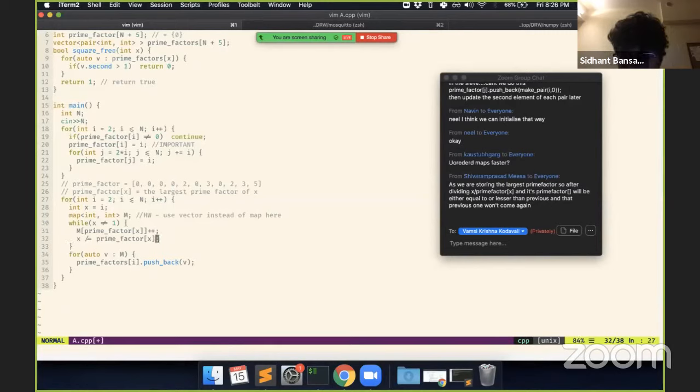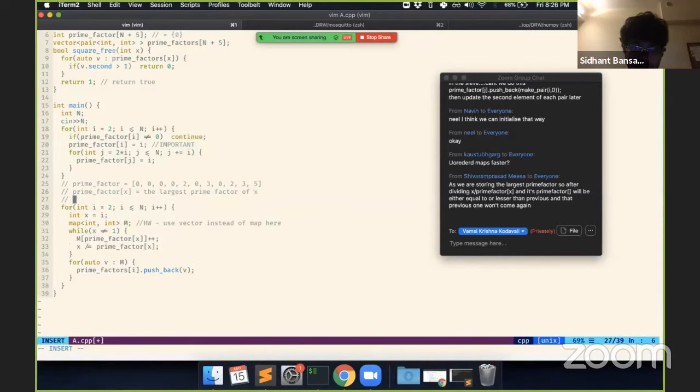Shivaram Prasad Misa, you're somewhat correct, but the idea is much simpler, Shivaram. What you're saying is also correct: if you're starting with x and let's say its largest prime factor is 11, then 11 will come a bunch of times, and then something smaller will come. Let's say 5 will come, and then 3 will come, and 2 will come, and it'll just be finished. The idea is something simpler.